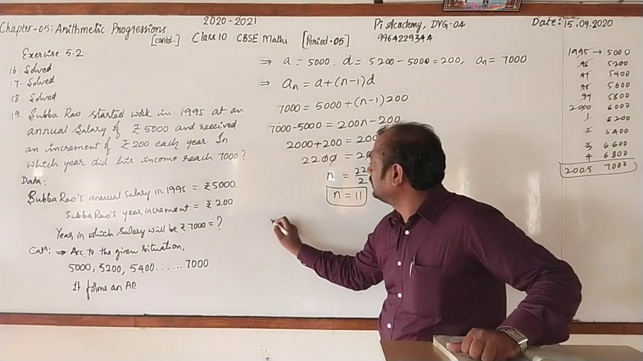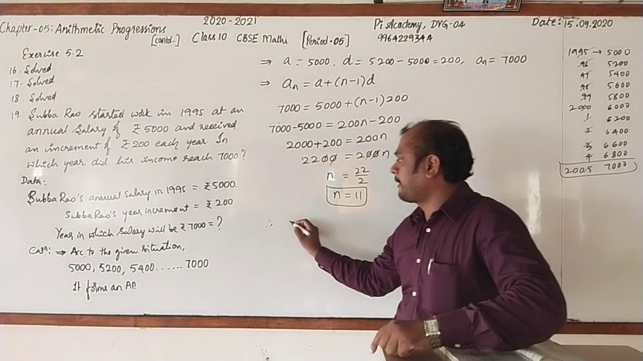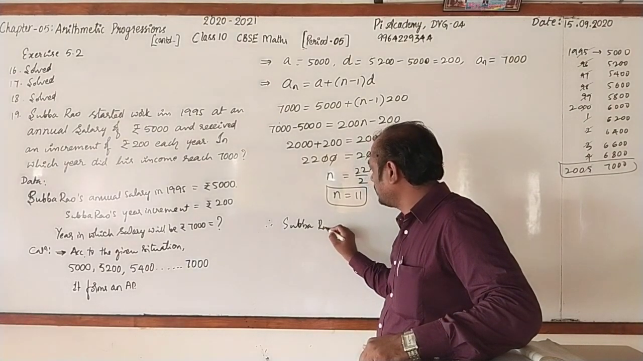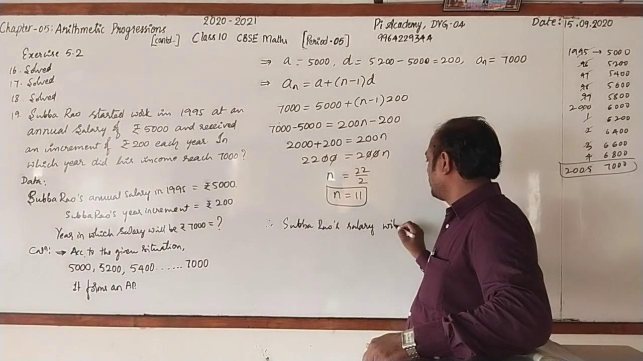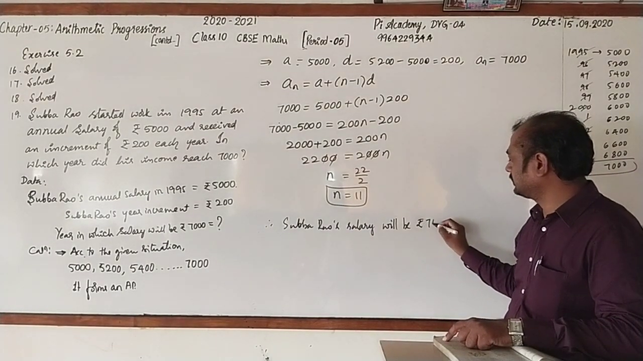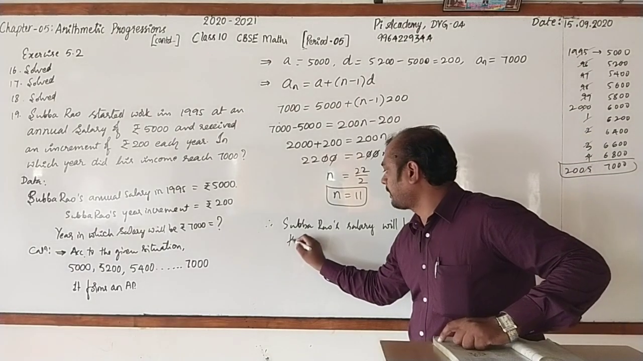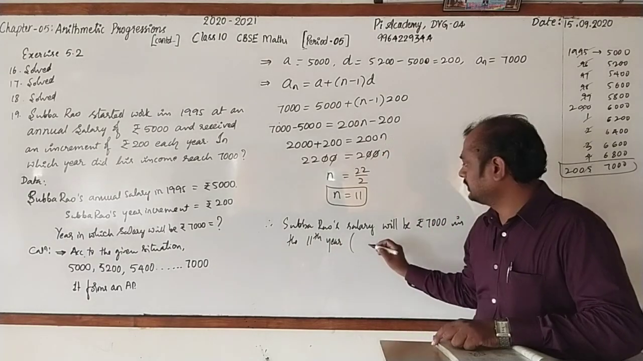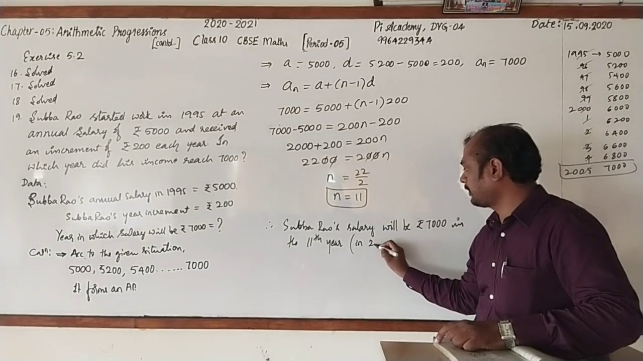Yes. You can write the conclusion. Therefore, Subbarao's salary will be rupees 7,000 in the 11th year. That means in 2005.